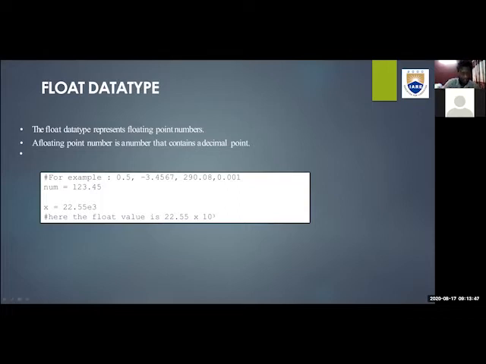And x is equal to 22.55 e cube, which means the float value is 22.55 into 10 cube, which means it's a decimal number, so this is a float value. Anything which contains a decimal point is called a float data type. Integers have no decimal points.